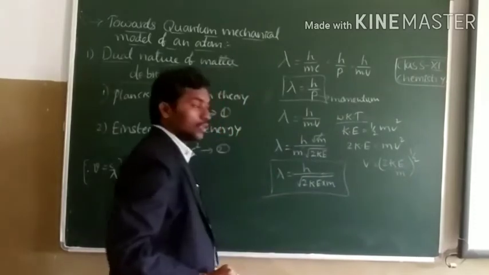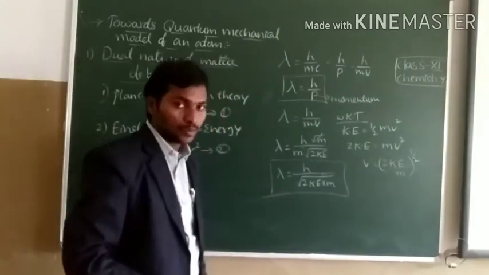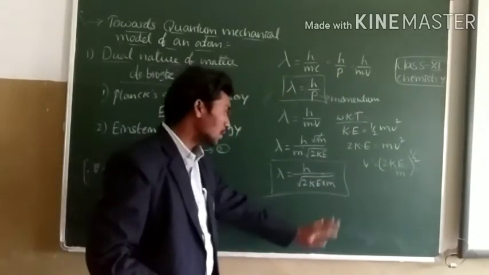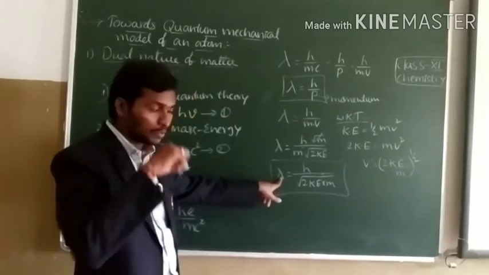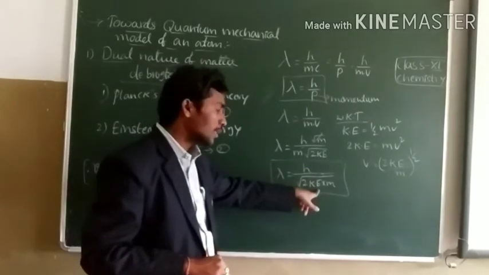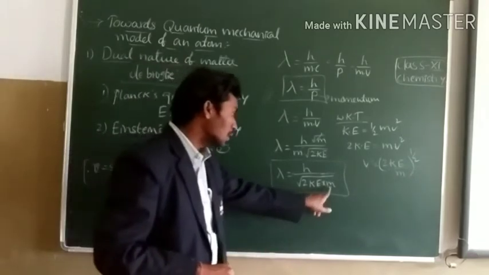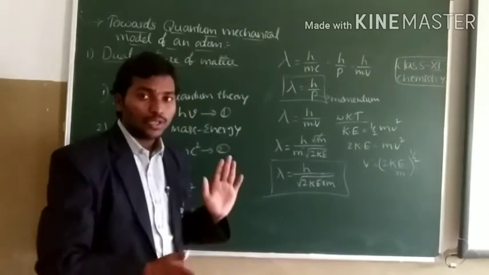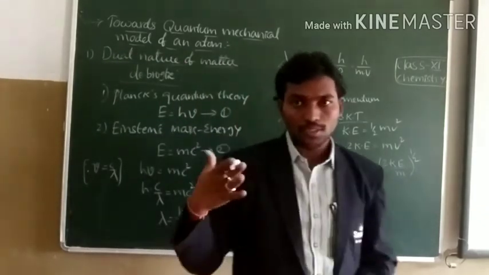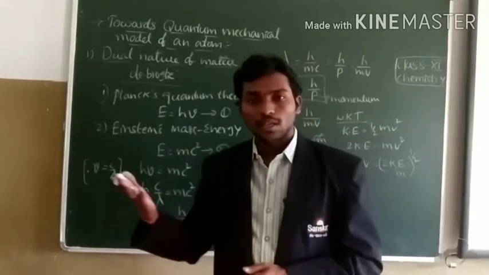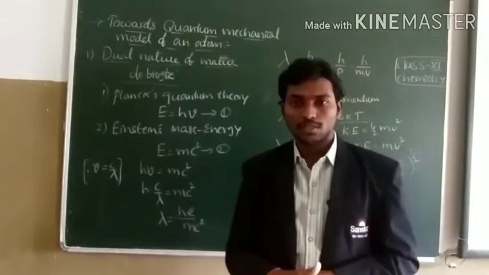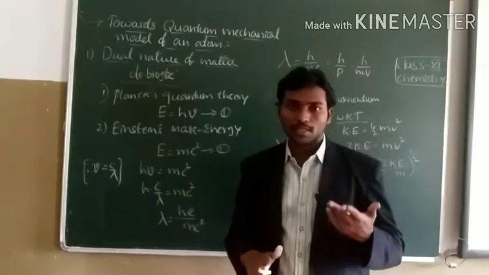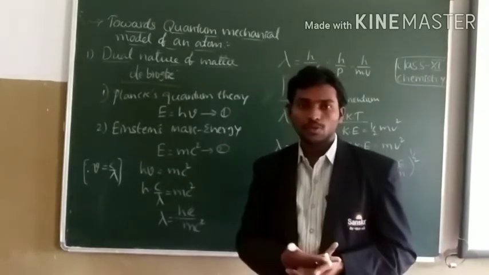This is the other form of de Broglie expression. In terms of kinetic energy, lambda is equal to h by root over 2 K.E. into m, where lambda is the wavelength of the radiation, h is Planck's constant, K.E. is the kinetic energy of the radiation, and m is the mass of the particle. This is called de Broglie hypothesis or dual nature of matter. When matter is in motion it has both particle nature and wave nature, which is de Broglie's hypothesis.